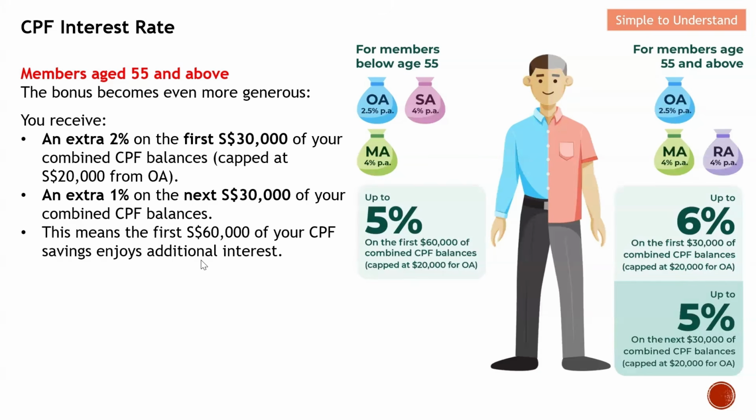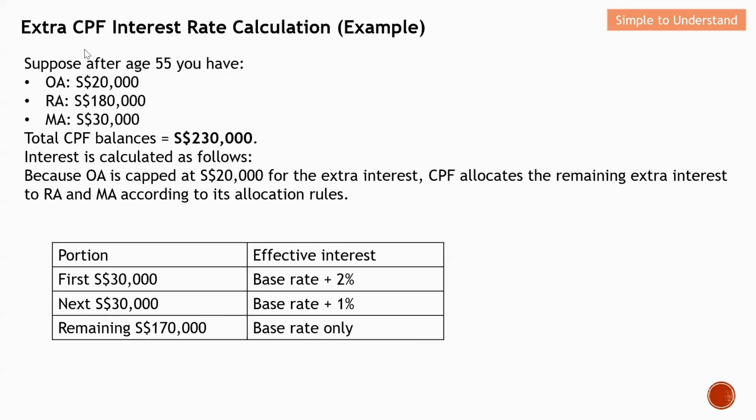Let me give you an example in order for you to understand this better. Suppose in your CPF after age 55, you have OA 20K, RA 180K, and MA 30K. You add up all these accounts, and in total you have a CPF balance of 230K. The interest will be calculated as follows. If you still remember, OA is always kept at 20K for the extra interest. The rest will be allocated to the RA or MA. This is how the allocation rule works. For the first 30K, we have the base rate plus 2%, and the condition is that only 20K from the OA will be able to enjoy this.